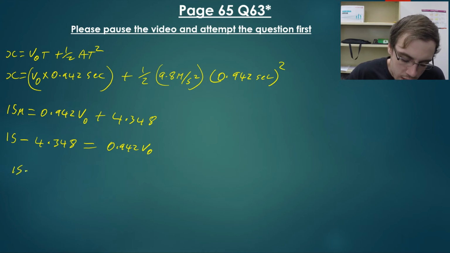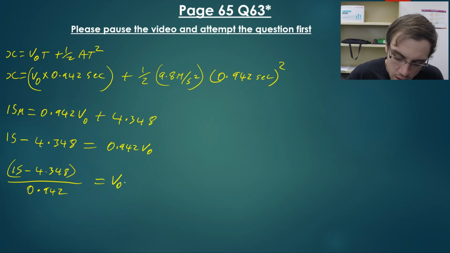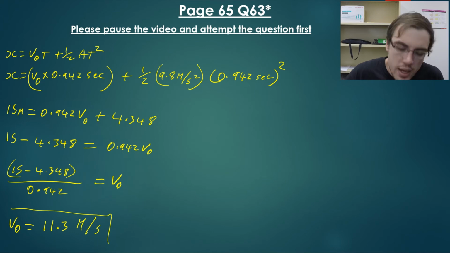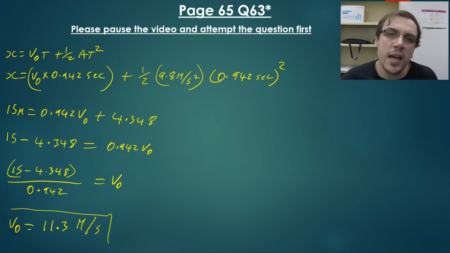So 15 minus 4.348 divided by 0.942 will equal v0. And that's going to give us an initial velocity of 11.3 meters per second. And that is how fast that person had to throw that stone initially for it to hit the water at the same time as stone number 1.